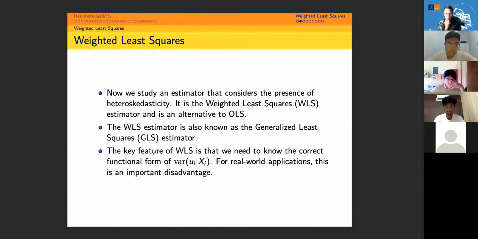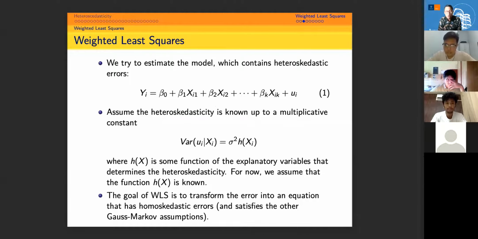Again, this is very challenging in real-world applications. Why? Because we need to check the relationship, and then given the data, we need to make an assumption to say, this is the correct functional form. We're of course going to do that in Stata, but before that, I'm just going to go through some of the details about weighted least squares. So we try to estimate the model which contains heteroskedastic errors.